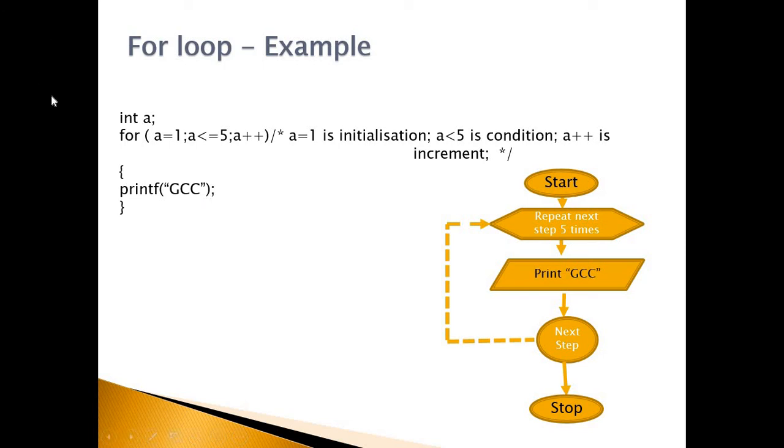Here a is initialized to 1 first, the condition is checked, 1 is less than 5, so it goes here and prints GCC for the first time. Then the value of a will be incremented. Plus plus means the a value will be incremented by 1, so a becomes 2. After incrementing, again the a value is checked. Is 2 less than 5? Yes. So it again goes here and prints GCC. So this process continues for 5 times.